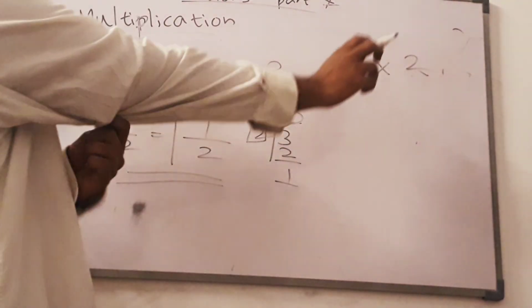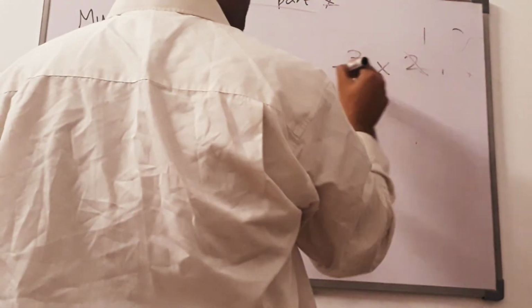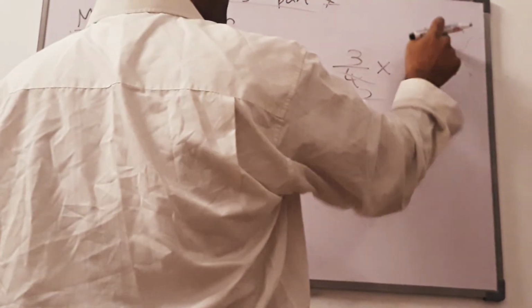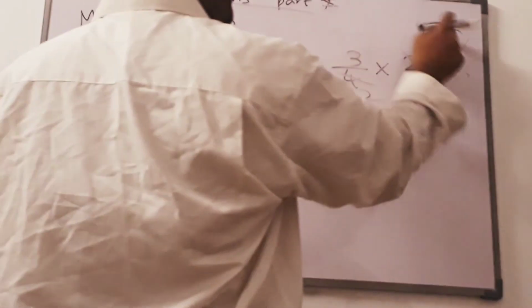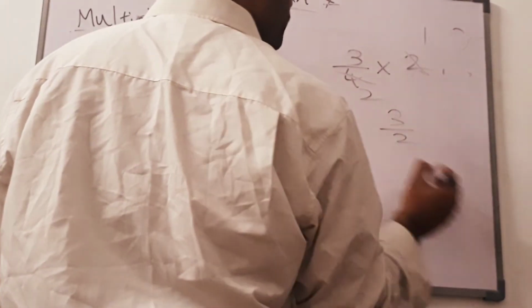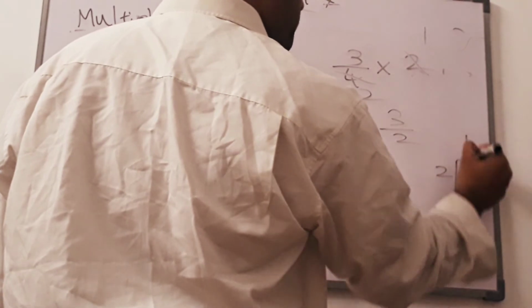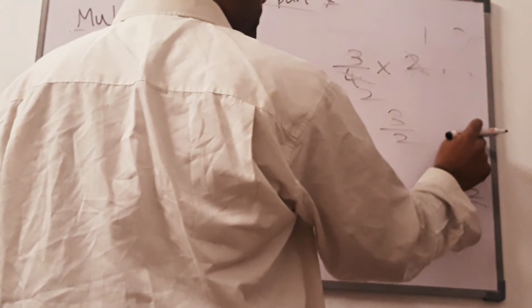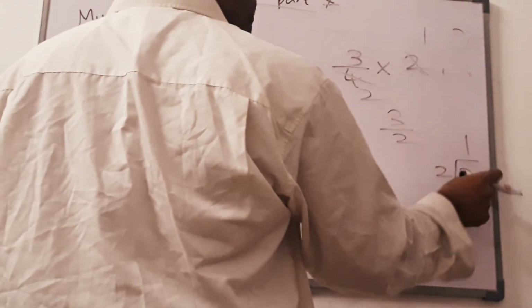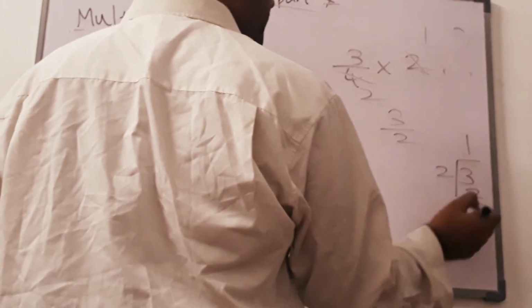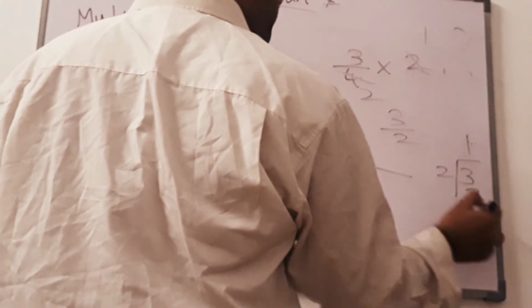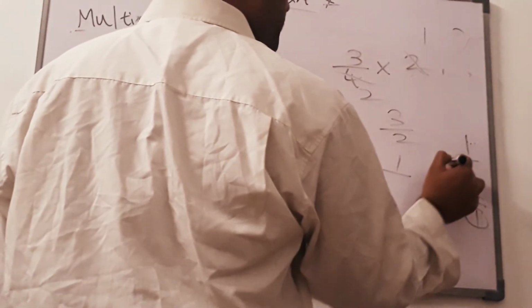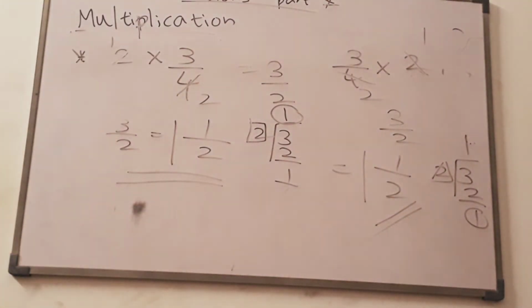As a mixed number. Here also 1 2 and 2 2s. 3 times 1, 3 over 2. When we divide 3 by 2, there's 1 2. 1 times 2 is 2 and the difference is 1. So here 1 represents the whole number, the remainder represents the numerator, and the divisor represents the denominator. So this is the answer. Next.